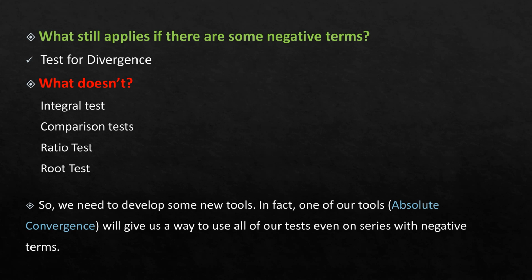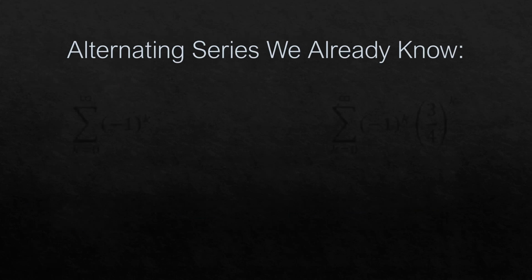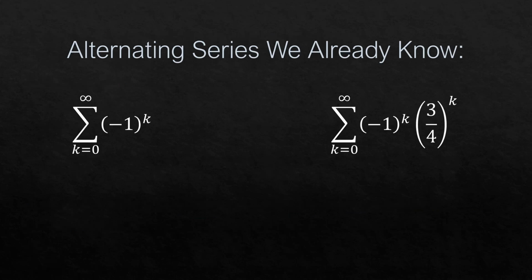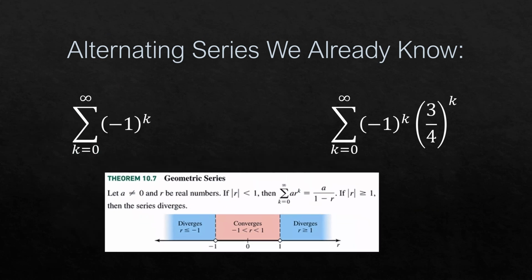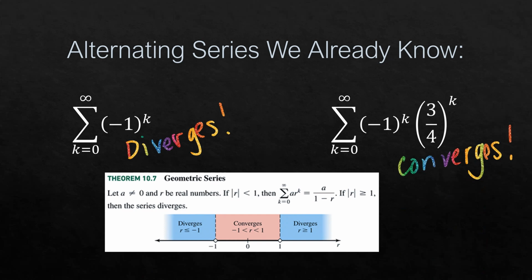So we need to develop new tools. And one of those tools is called the absolute convergence tool. And that will give us a way to use those tests of positive terms with series that have some negative terms. All right. So alternating series that we already know are these. Okay. Look at them for a second. Yes, they are geometric series. And the first one diverges, the second one converges, right?